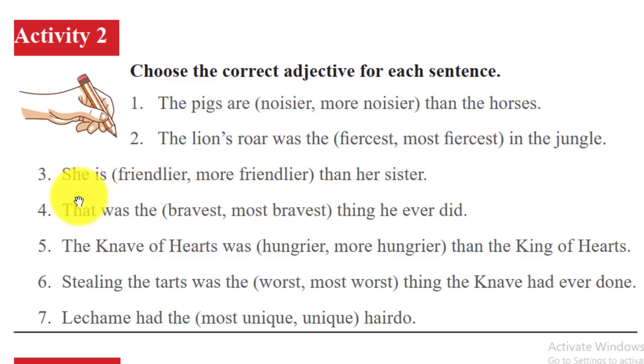Friendlier የሚለው እዚህ ጋር ይሆናል። Number 4: that was the blank thing he ever did ይላል። the የሚል ራሱ አለ፣ the plus superlative adjective ነው። So the answer will be ምን ይሆናል መልሳችን? Number 4: bravest ይሆናል ማለት ነው። Number 5: the knave of Hearts was blank than የሚል አለ። ስለዚህ ምን ይሆናል? Hungrier ይሆናል፣ hungrier። Number 6: stealing the tortoise was a blank; the አለ፣ superlative adjective ነው። ስለዚህ the worst ይሆናል ማለት ነው። Number 7: Lechama had the blank hairdo ይለናል። So the answer will be most unique ይሆናል ማለት ነው። Lechama had the ሚል ስላለ ነው። So it is followed by what? Superlative adjective.